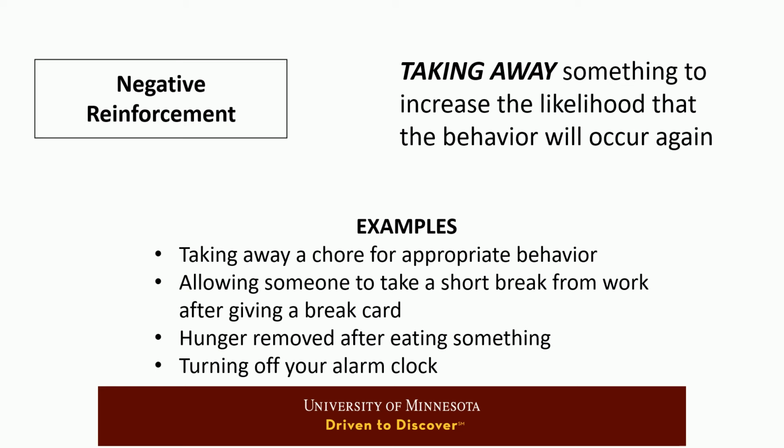In contrast, negative reinforcement is taking away something to increase the likelihood that the behavior will occur again. What's important to understand with positive and negative reinforcement is that it's not about quality. It's not about what we think of as positive and negative in a qualitative sense, but instead it's just about adding or taking away. An example of negative reinforcement would be taking away a chore for engaging in some appropriate behavior, and then that appropriate behavior continues to occur more often. Allowing somebody to take a short break from work after giving a break card. These are examples of negative reinforcement.